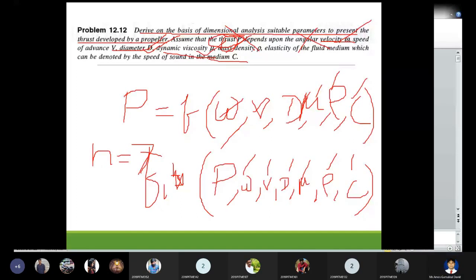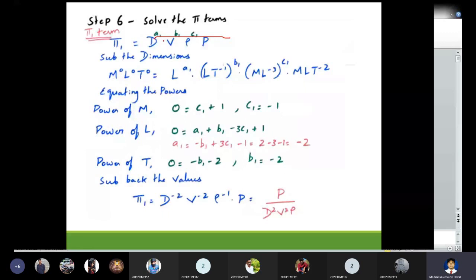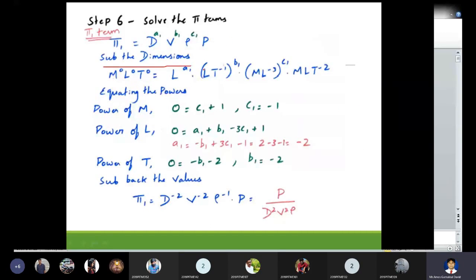Now step 6 is solving each pi term. The first pi term I'm going to take is d, v, rho, p. I'm just going to write it as pi1 is equal to d power a1, v power b1, rho power c1, and p. Clear? Next, substitute the dimensions. That's my internal step that we are going to follow. For pi1 it's always M power 0, L power 0, T power 0, which will all come to 1, because anything power 0 is 1. So that's what the pi term means.